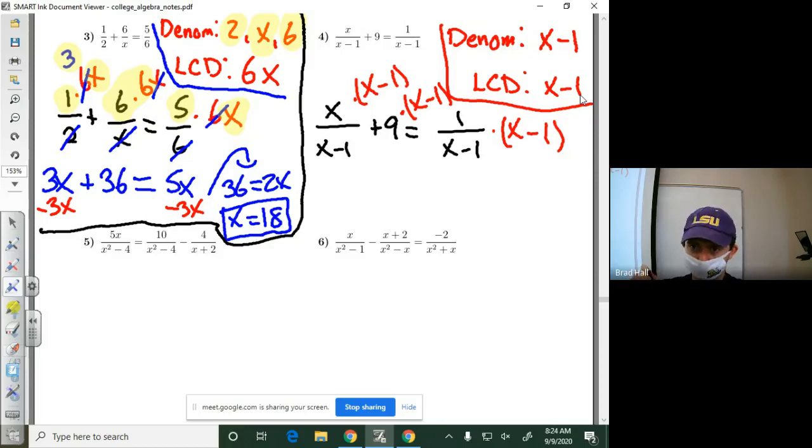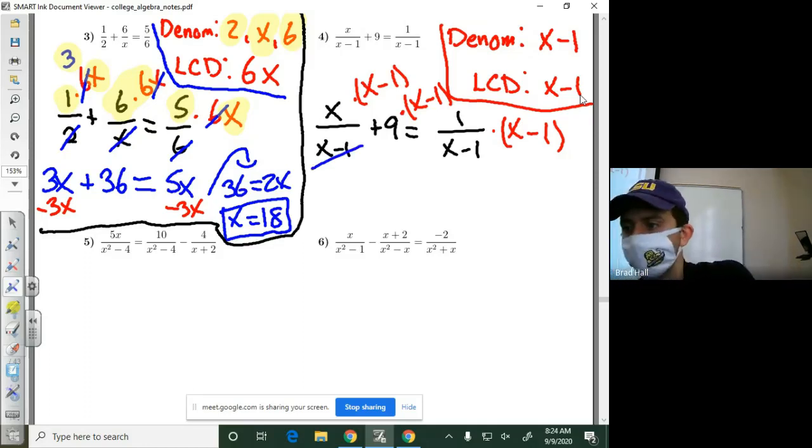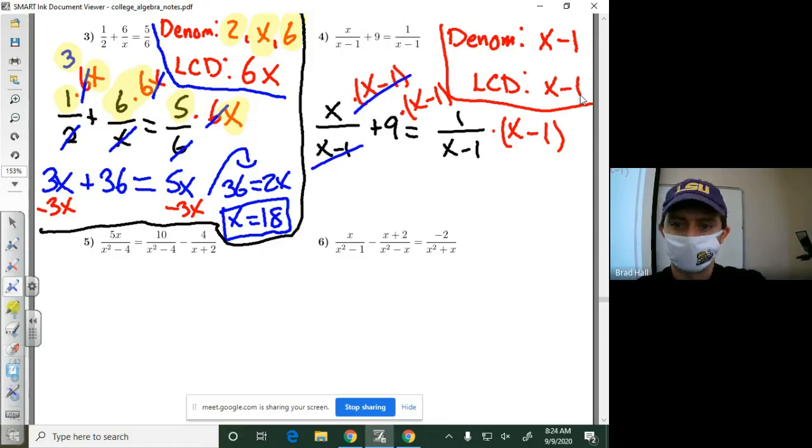So in the first fraction, the x minus 1 is guaranteed to go away. What makes that go away? Well, obviously the x minus 1 in the numerator. And so what are we left with? Just that x. It didn't get canceled. It didn't go anywhere.